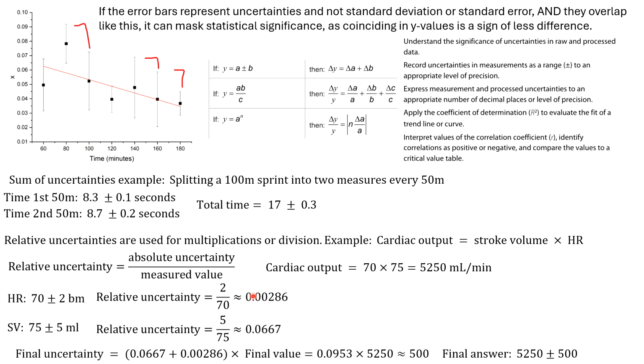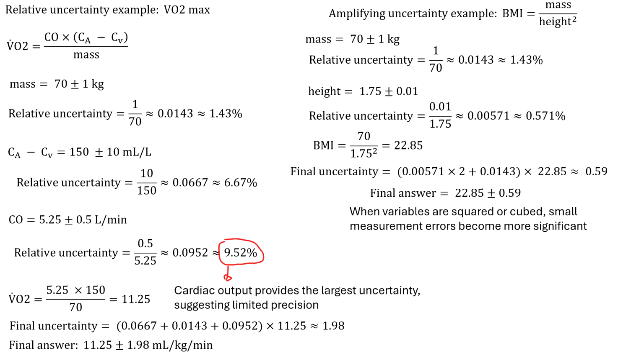So do both of them, and then you add them up and multiply them by the final value, and it gives you the final uncertainty. So yeah, and the final answer is going to be this. Okay, another example of relative uncertainty, but this time for division: VO2 max. You don't need to know the formula for it. I have to do the relative uncertainty for all of them if they have an uncertainty.